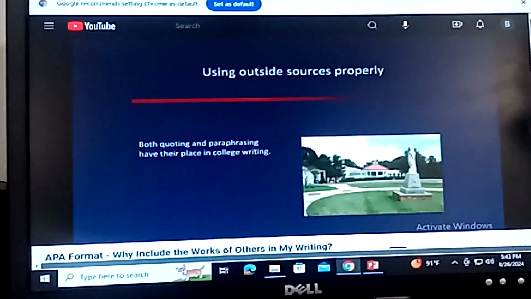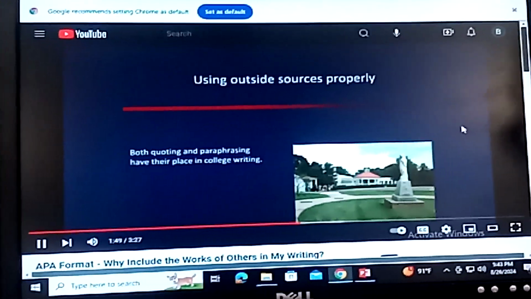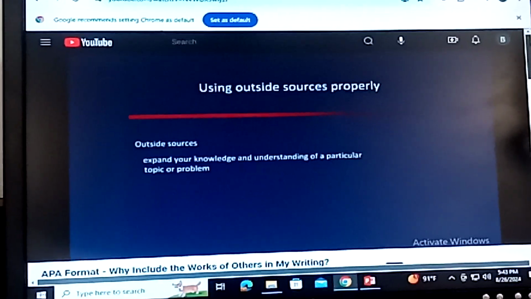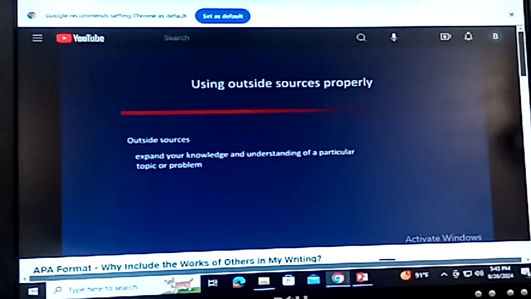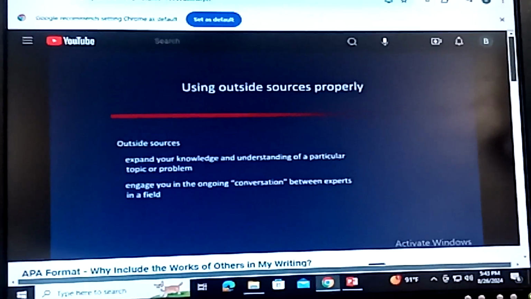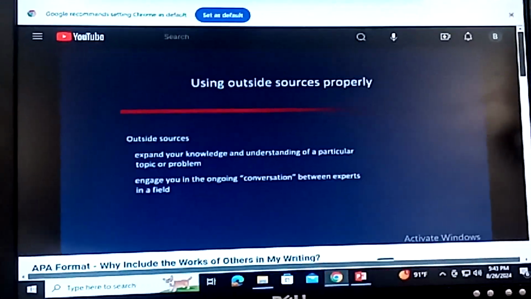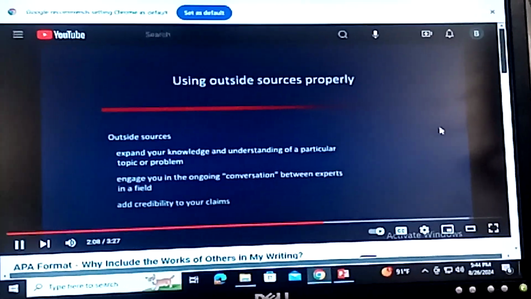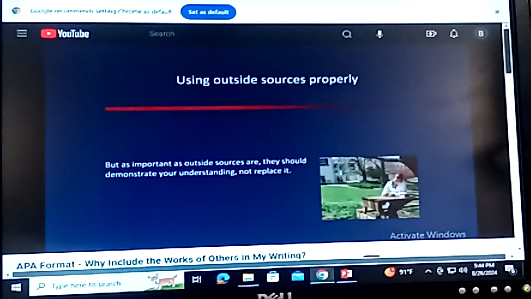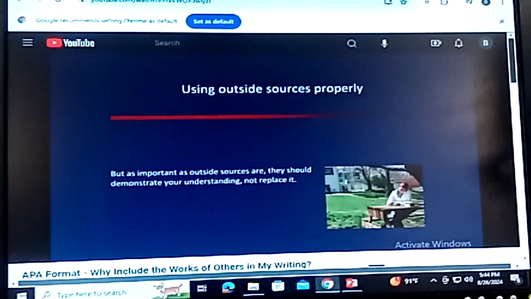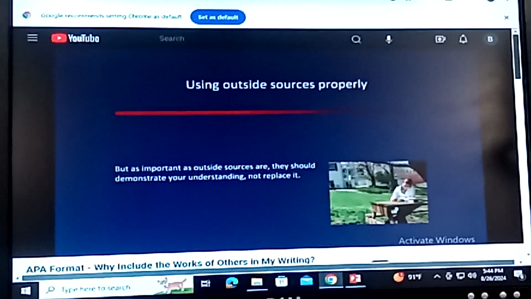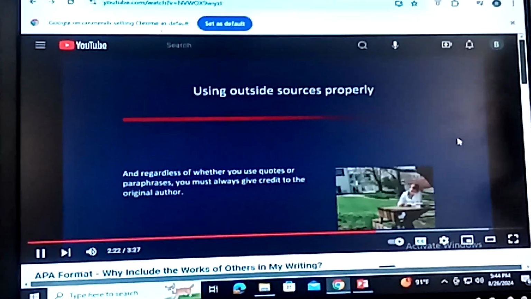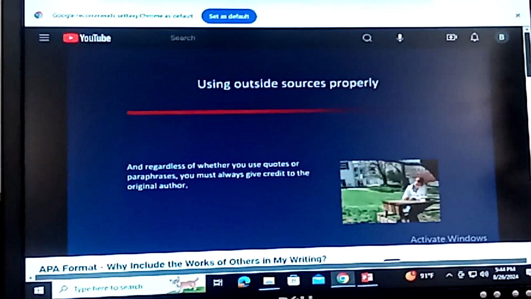Both quoting and paraphrasing have their place in college writing. Properly used, outside sources expand your knowledge and understanding of a particular topic or problem, engage you in the ongoing conversation between experts in a field, and add credibility to your claims. But as important as outside sources are, they should demonstrate your understanding, not replace it. And regardless of whether you use quotes or paraphrases, you must always give credit to the original author.